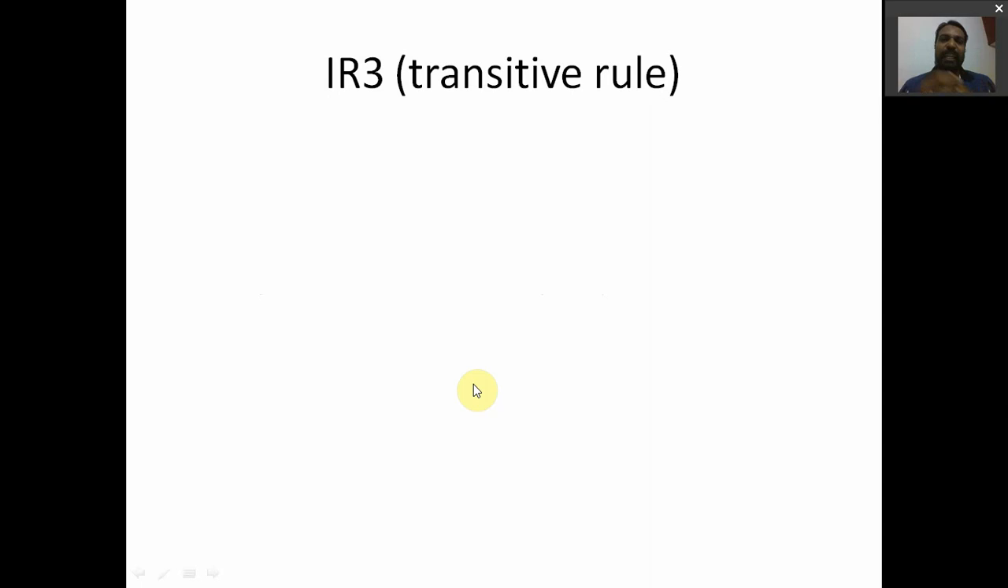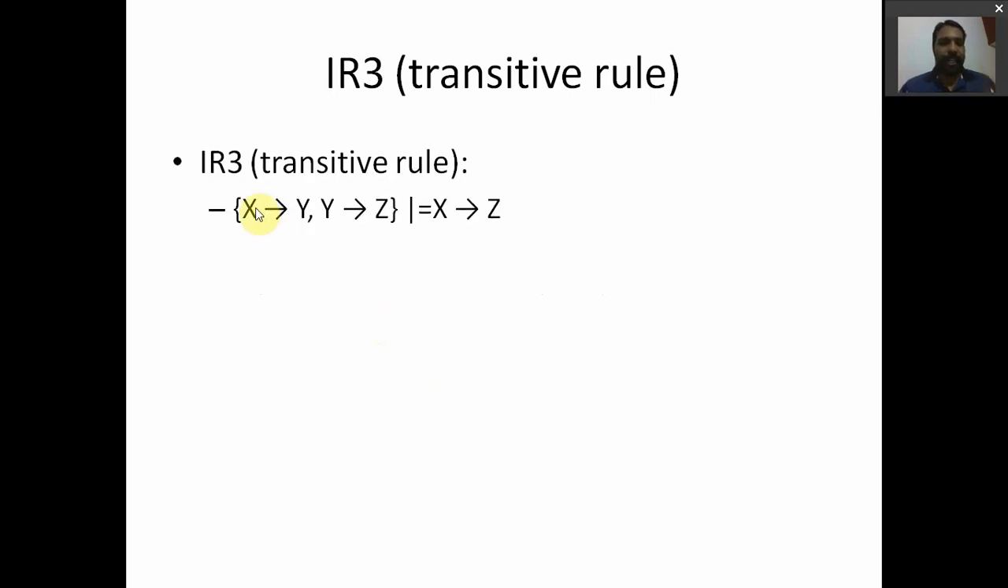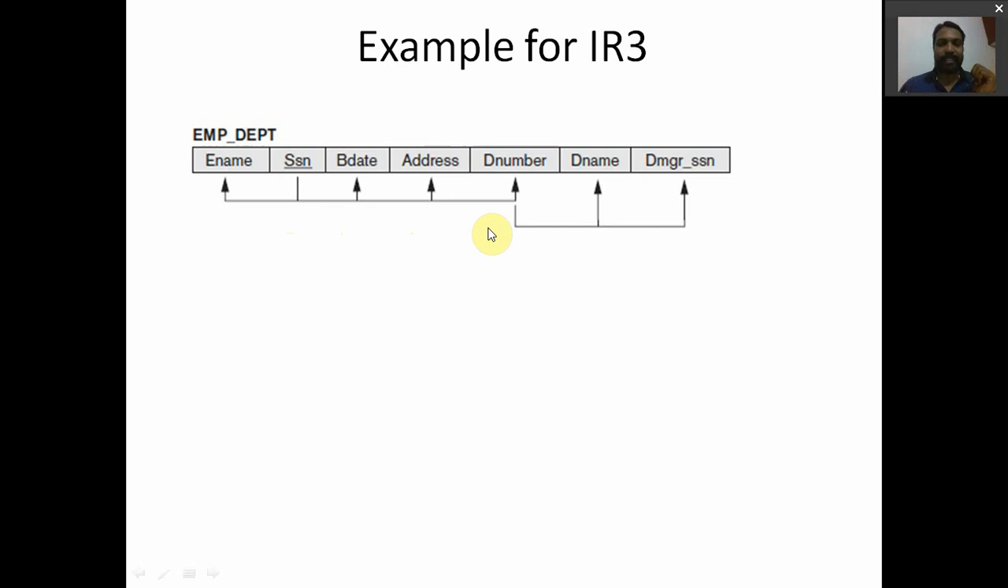Then third, it is inference rule 3, we call it the transitive rule. We have already seen this transitive rule when we defined third normal form. So IR3 states that if there is a functional dependency x to y and y to z, then we can imply that x to z will also hold in that relation. So if there is a functional dependency x to y and y to z, then definitely x to z also holds. This we have already seen, and we have already seen this example also.